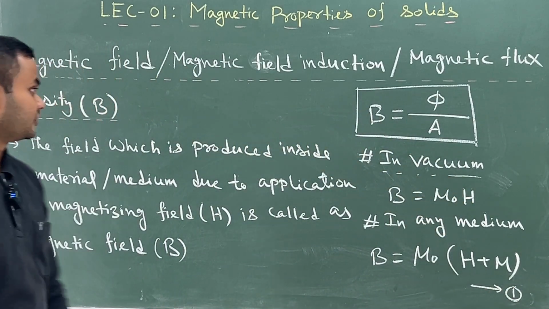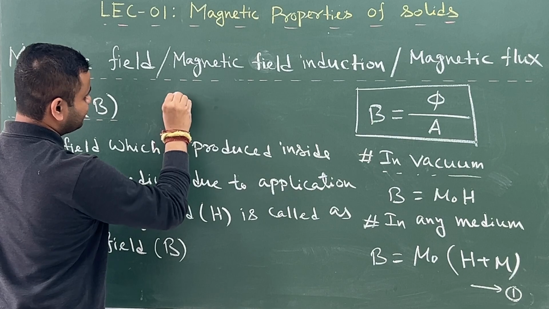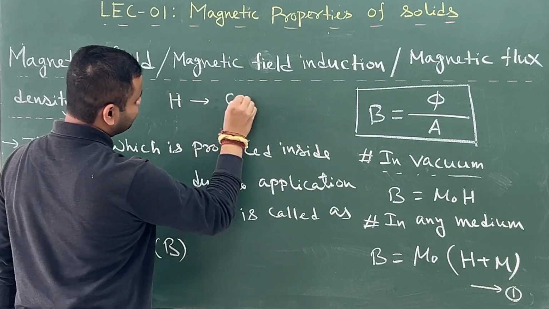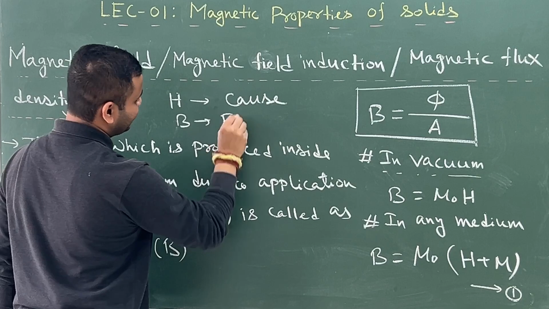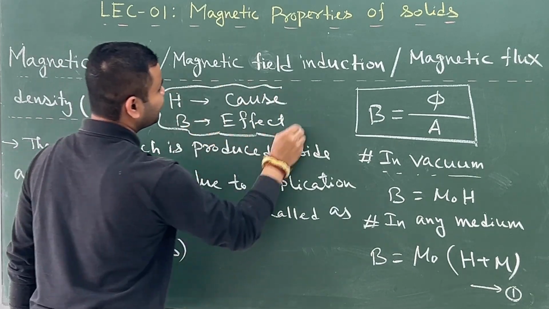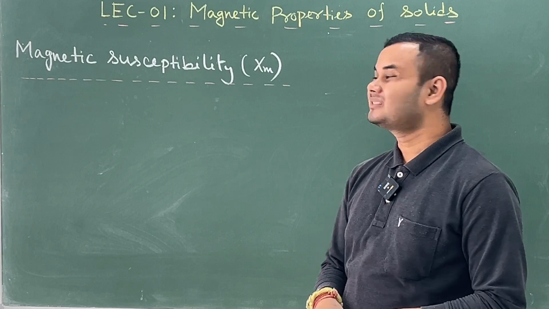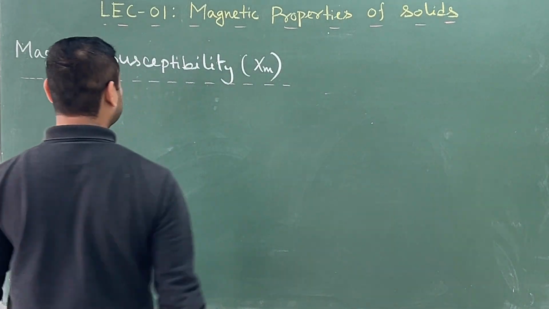From this discussion we have learned that H is the cause and B is the effect. Okay? Always remember this concept. Now let us understand this concept, which is magnetic susceptibility.